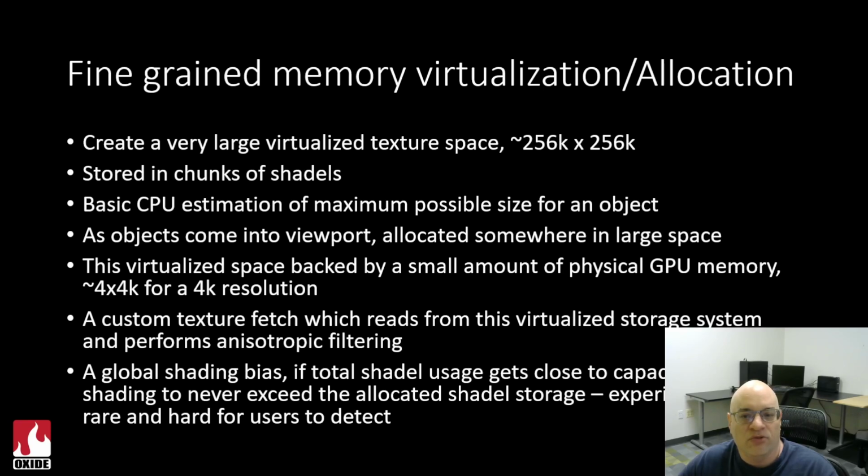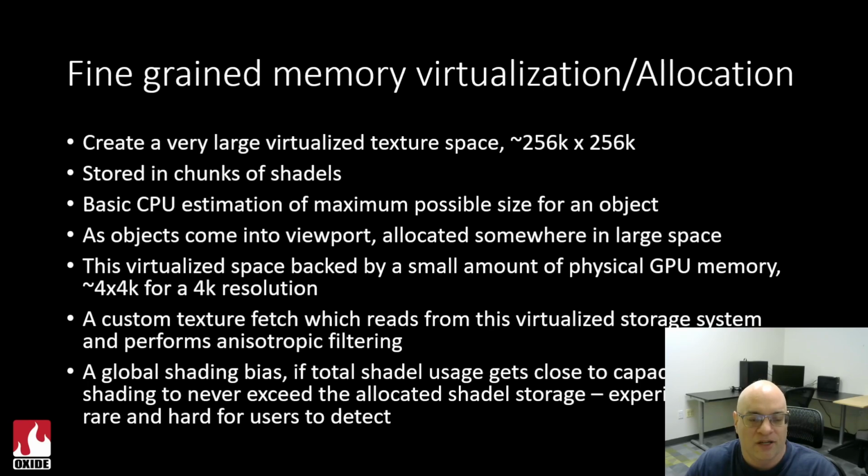And then the actual storage is stored in a virtualized, very small amount of physical GPU memory. We needed about a 4K by 4K for 4K resolutions, which is 2 samples per pixel roughly, and that's the maximum bound that we felt like we needed. And what we did is we built a custom texture fetch, which uses a virtualized storage system and performs the filtering. So effectively, the virtualized texture memory is our own system, but at a very, very fine grain, not the very coarse grain that people have tried to use in hardware support, because it's just too coarse to be useful.